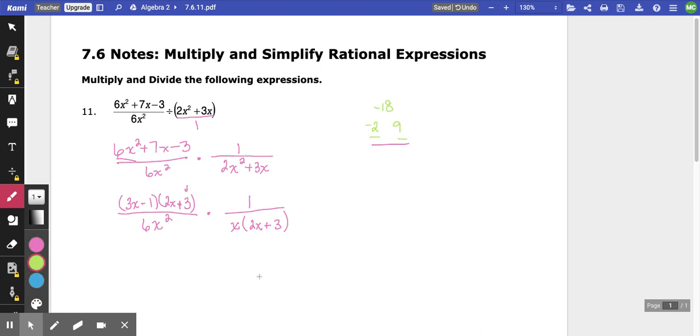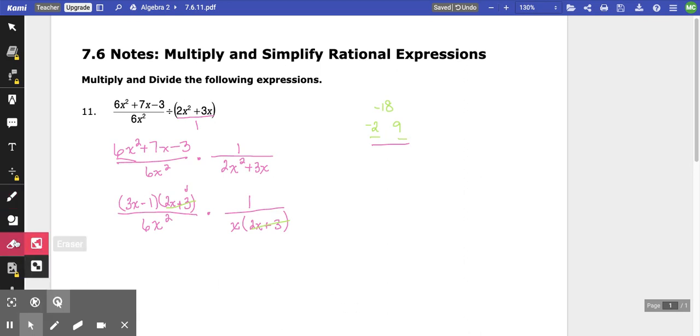So now I need to look for common factors from either numerator with either denominator. So at a quick glance, I'm getting pretty good at this now, I can see that I can cross out 2x plus 3, one from the first numerator, one from the second denominator. The only other factor I have in my numerator is 3x minus 1. And there is no 3x minus 1 in either of the denominators. So that means that's as far as I can go.